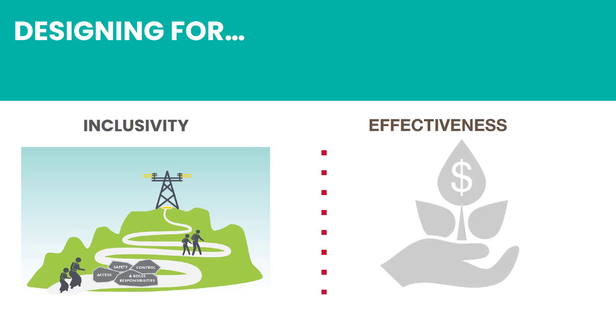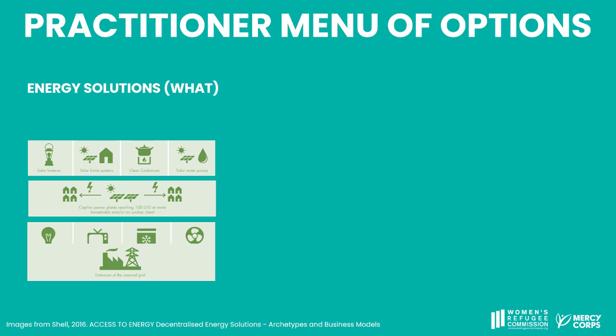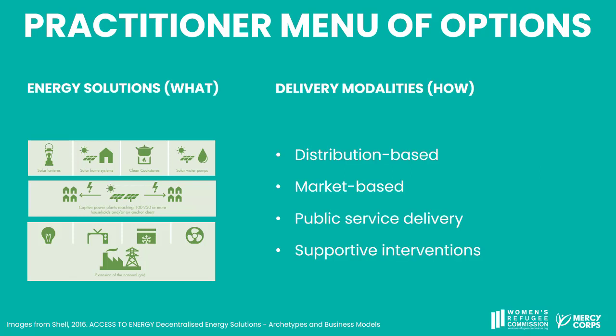Balancing these two goals is not always easy, especially in humanitarian programs, where timelines are short and funding never matches needs. This is why your choices during program design are critical. This week, in the Inclusive Energy Access Handbook, we lay out a menu of options and choices for practitioners, including a menu of energy solutions, so what energy service is delivered, and the delivery modalities you can use to deliver and support specific energy solutions, or how that energy service is delivered. We won't get into detail on those right now, but please visit the course modules that introduce these topics in depth.